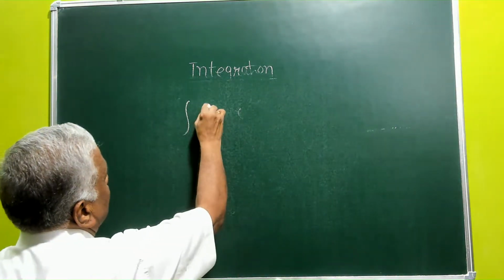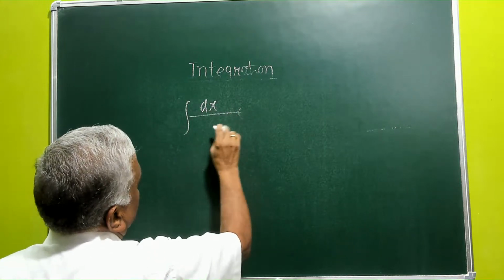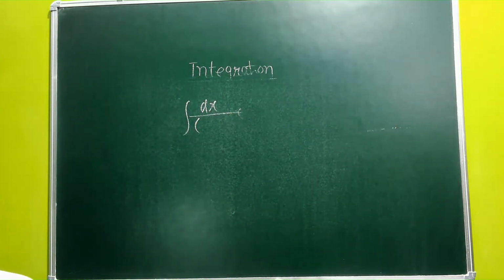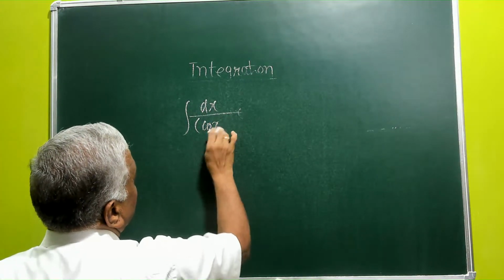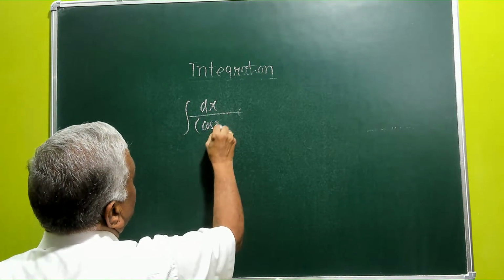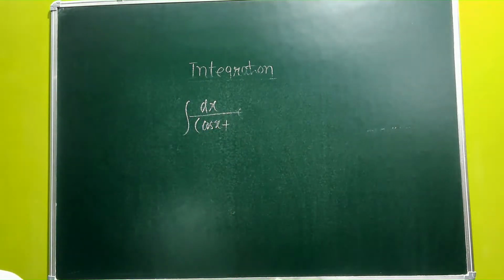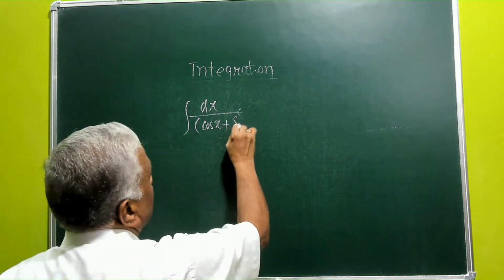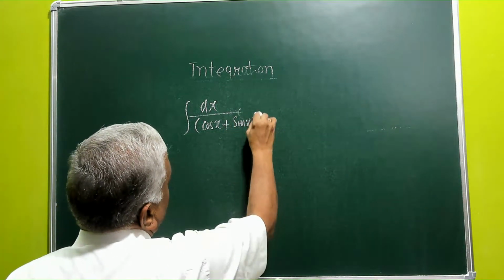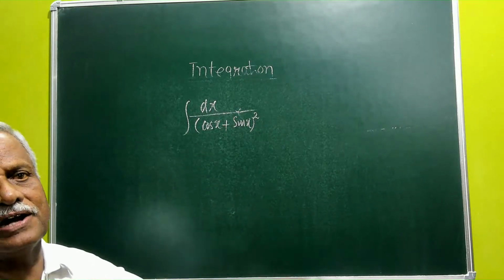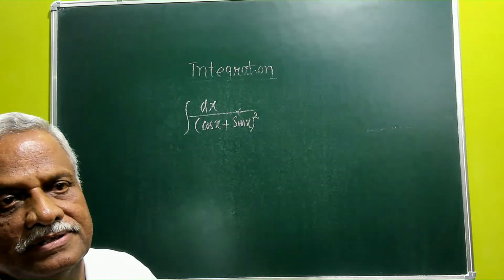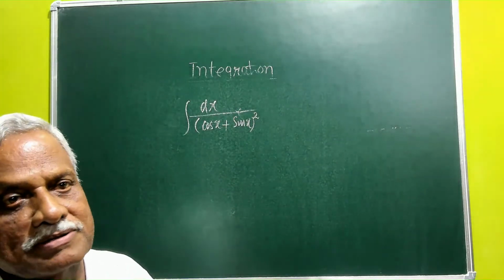Integral of dx over... I appreciate the people who have considered this problem. While working, you must appreciate them and enjoy working such problems. Beautiful problem. So at the most, what you can do is write cos square x plus sin square x and 2 sin x, that is 1 plus sin 2x.